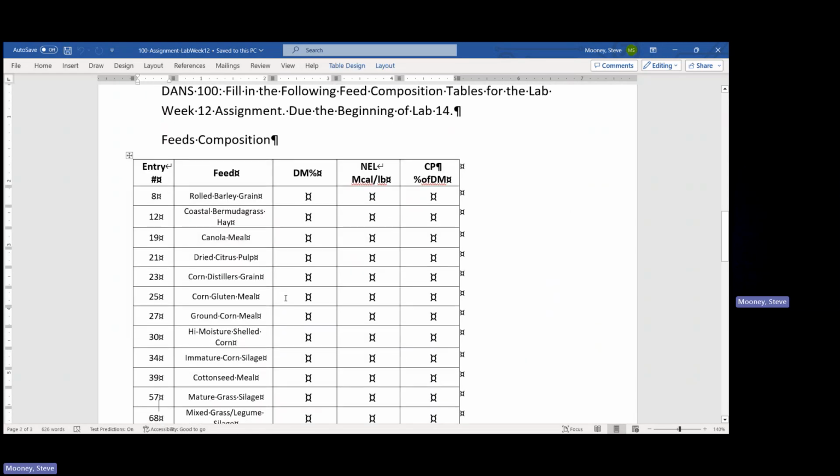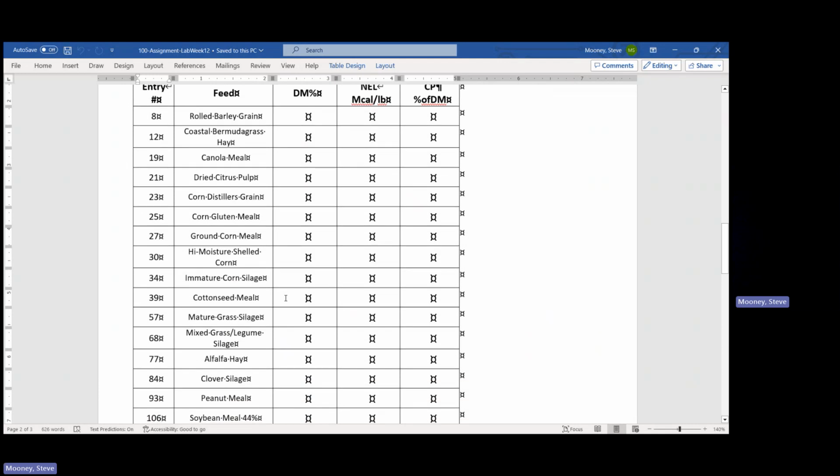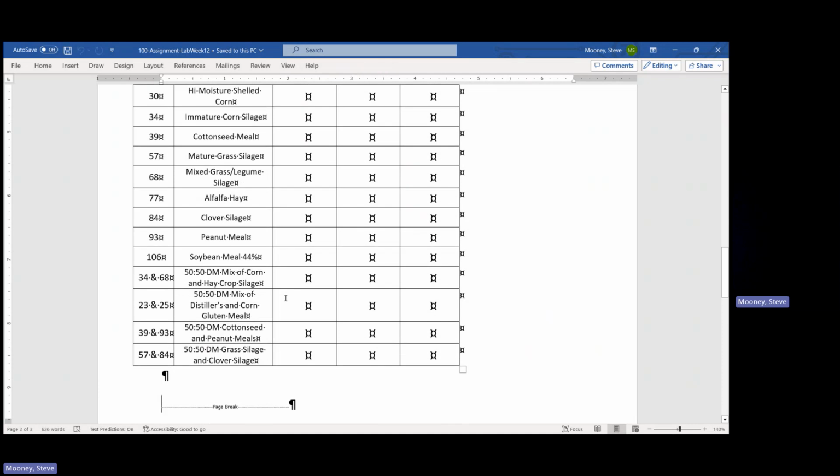So if we take a look at page 2 of the assignment, what I've done here is pull all of the rations or the feeds that are in all the rations. So you can go through and pull them out if you want to. Put them on this chart, or you can put them directly into the table, whatever you want to do. And then at the bottom, we've got 4 different mixes. So I think they're all matched on the front side.